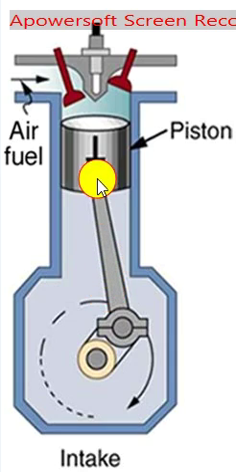So the reciprocating motion is converted into the rotary motion of the crankshaft, which is then transferred through a set of gears to the wheels, so that we can take the power for useful purposes.